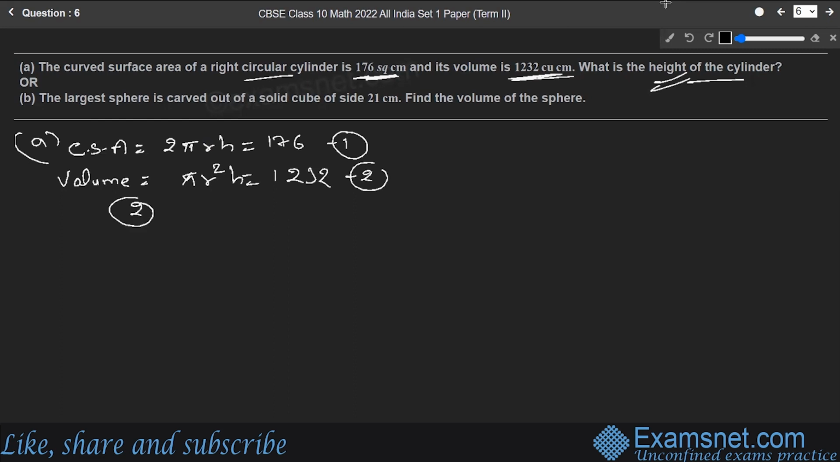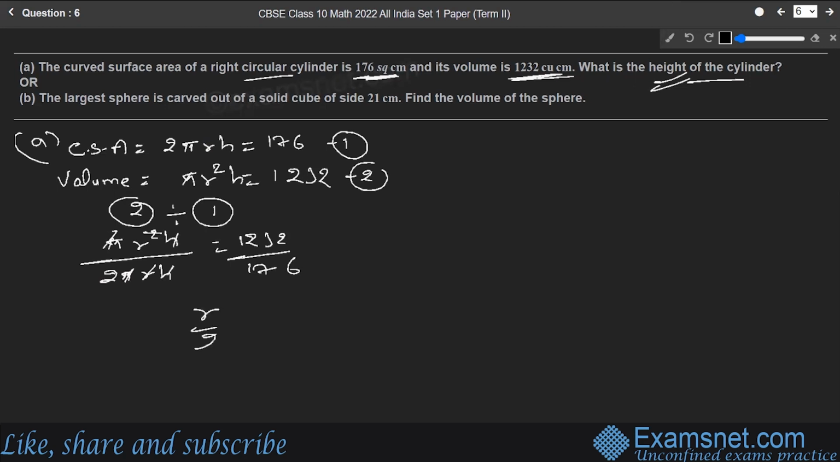If we divide equation number 2 by 1, we get pi r square h over 2 pi rh is equal to 1232 divided by 176. So pi gets cancelled, one power of r gets cancelled, and h gets cancelled. So what do we receive out of this? We are getting r by 2 is equal to 1232 divided by 176. If we divide it, it is coming 7 times. So r value is coming out to be 14 centimeters.